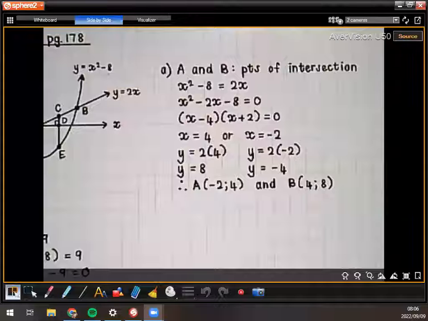Equations equal? Really don't. No, it's not. We're gonna do it.